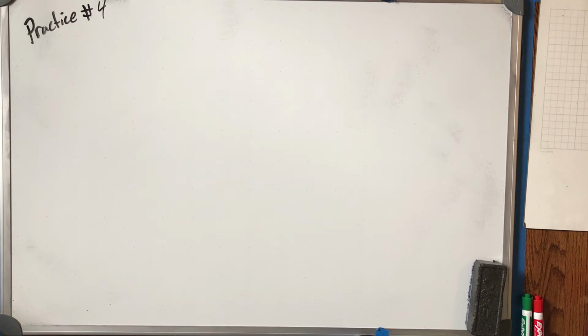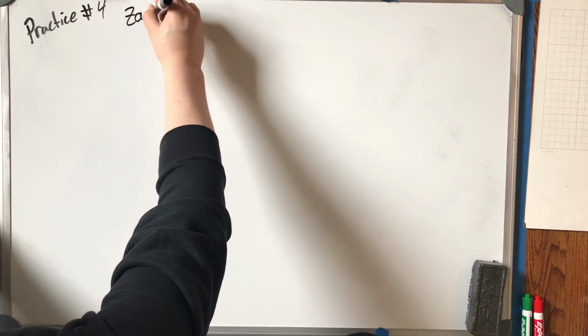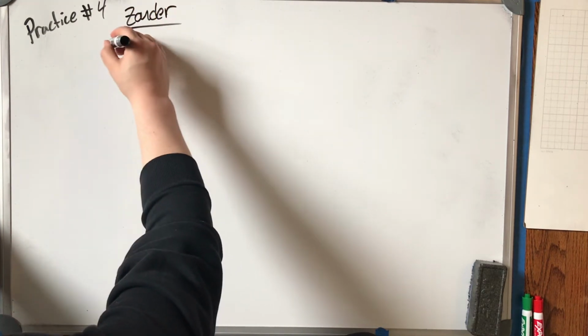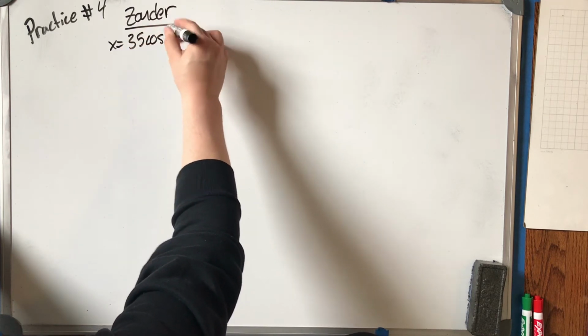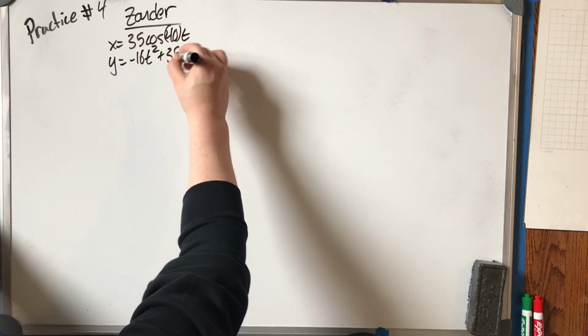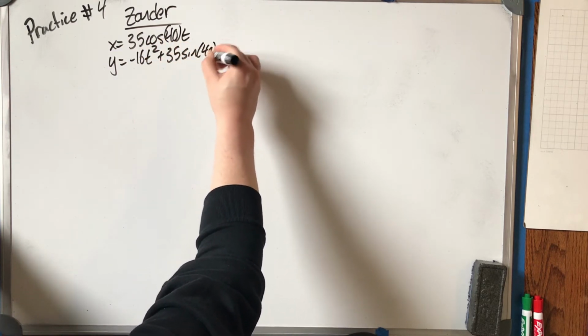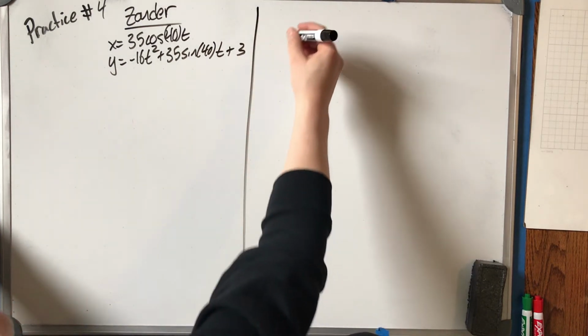For practice 4, we have something similar to what the first example was for this day. We have two people standing 50 feet apart from each other, facing each other, throwing things at one another. So we're going to start off with Xander. His equation is going to be 35 cosine 40t and negative 16t squared plus 35 sine 40t plus 3.